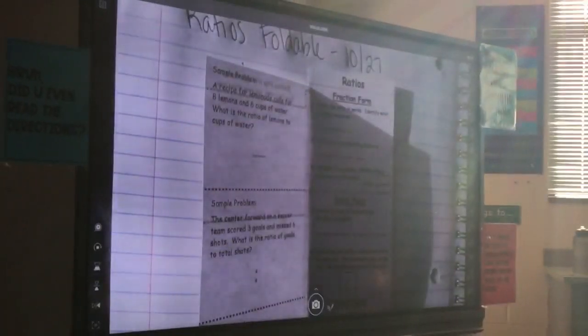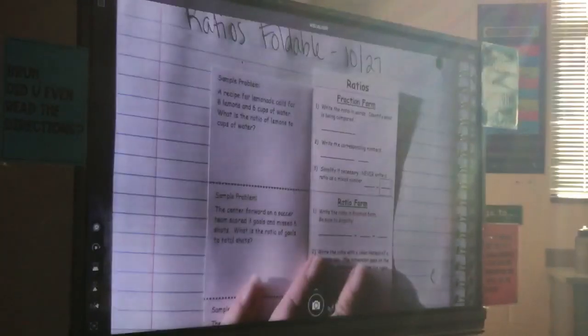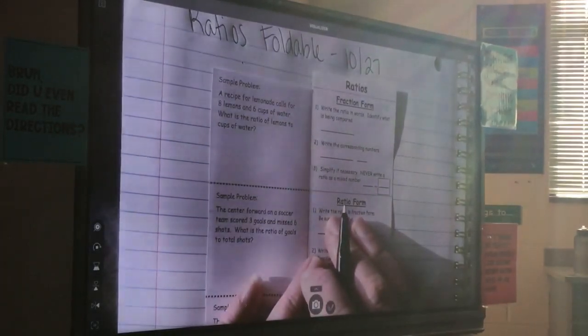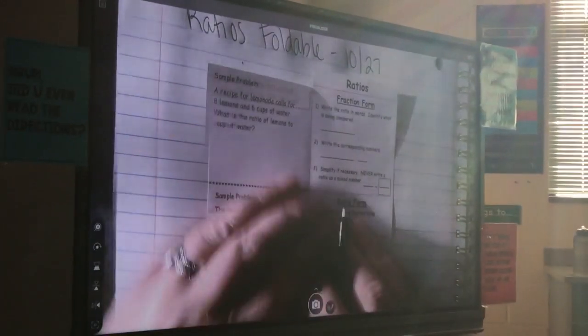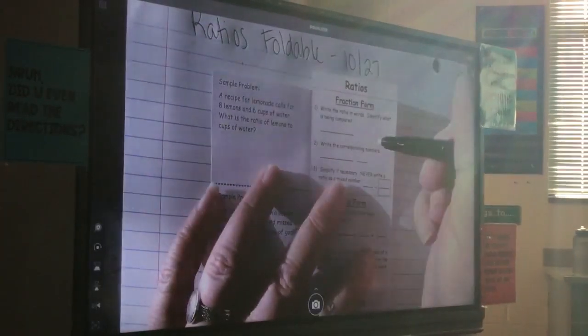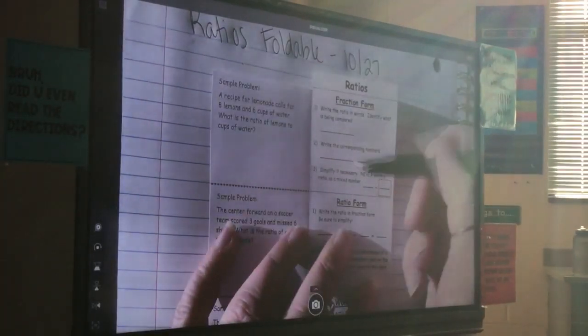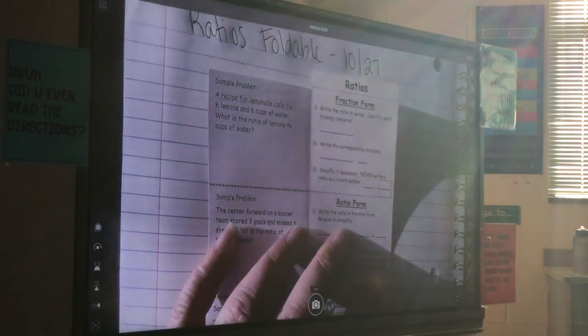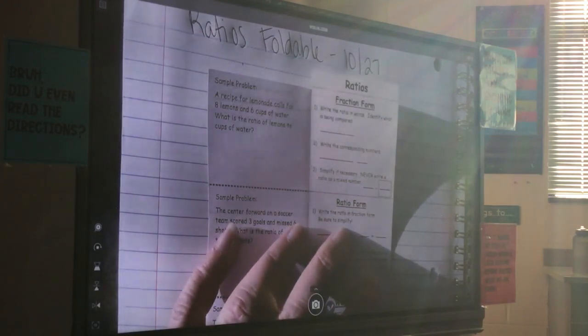So we're going to talk about fraction form first. It says write the ratio in words, identify what is being compared, then you're going to write the corresponding numbers, then you're going to simplify if needed. Never write a ratio as a mixed number. Why are we not writing a ratio as a mixed number? It's not a fraction, so you're not writing it. Like if your number on top is bigger than the number on the bottom, that is okay.